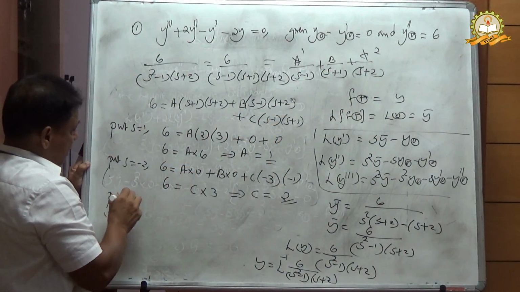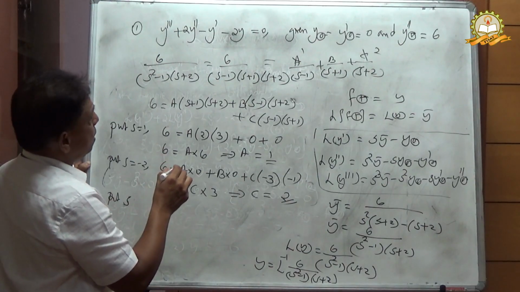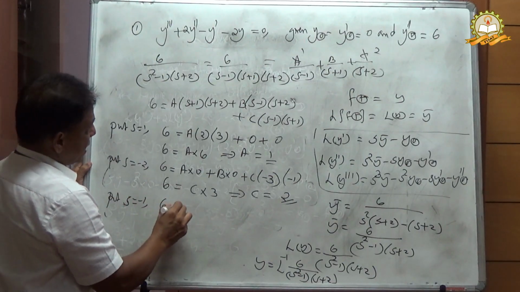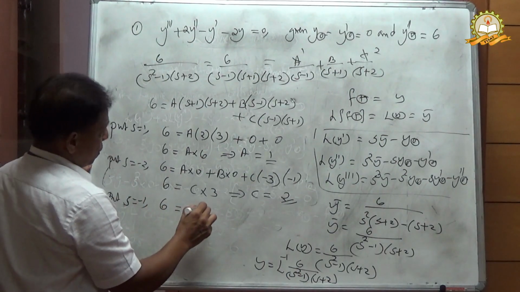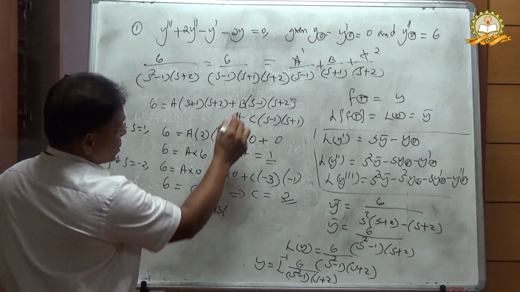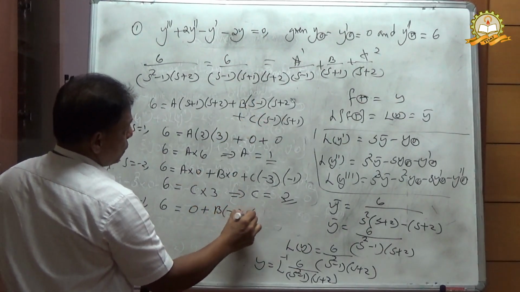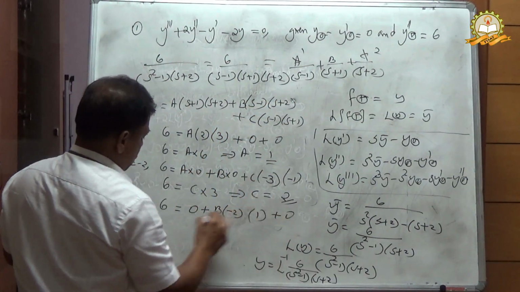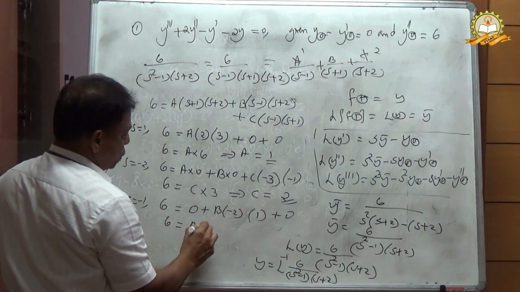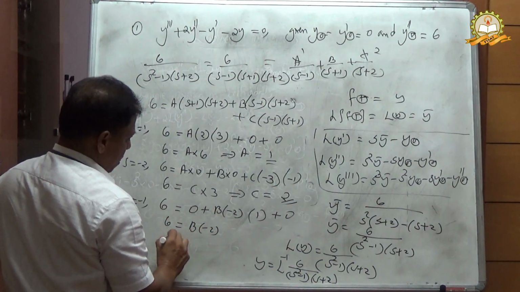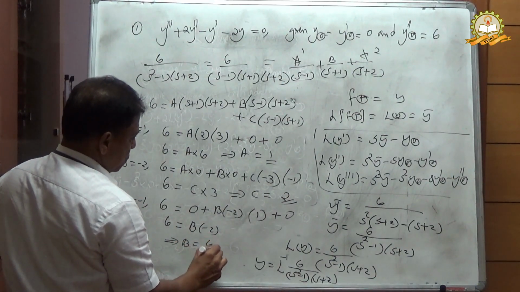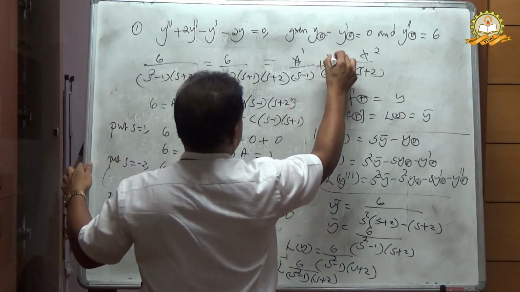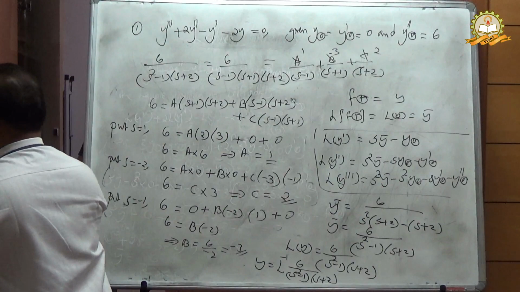Similarly, for the next constant, put s equal to minus 1. When we put s equal to minus 1, the left hand side becomes 6. Therefore, the first term will be 0. Then the second term, b into (minus 1 minus 1), that is minus 2, (minus 1 plus 2), that is equal to 1. Then the third term will be 0. Therefore, 6 is equal to b into minus 2. Therefore, b is equal to 6 by minus 2, that is equal to minus 3. The value of b is equal to minus 3.